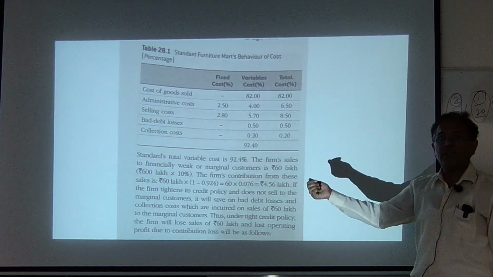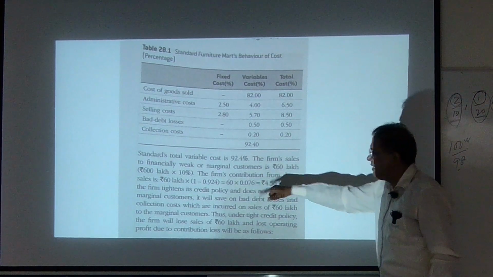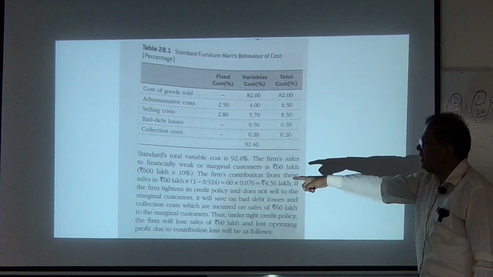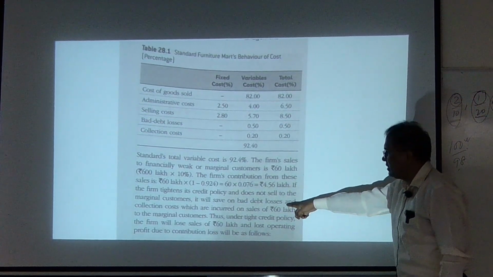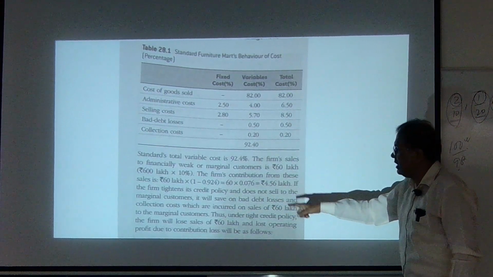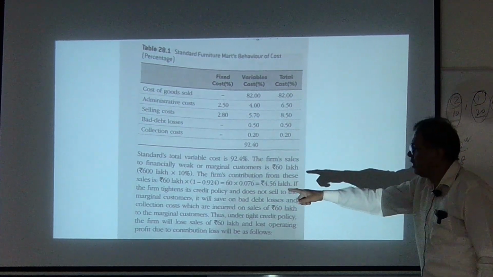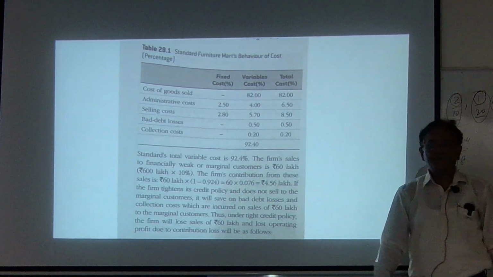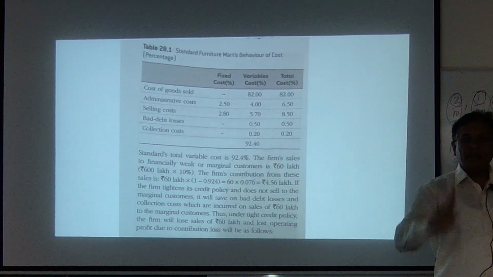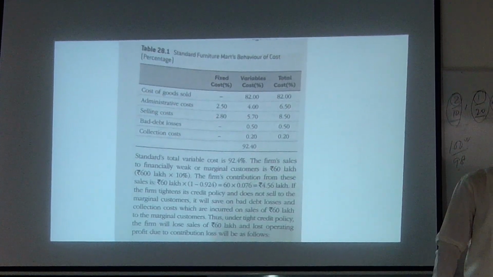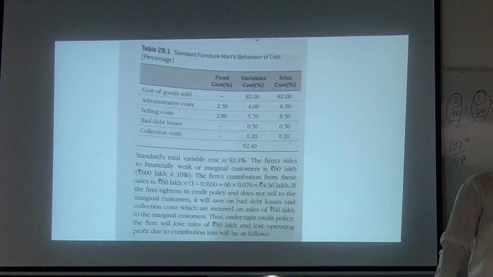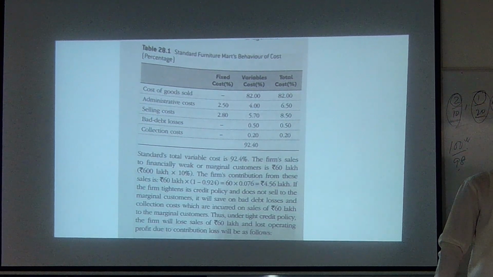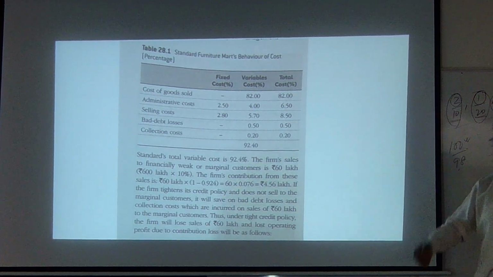So we have already calculated 4.56 lakhs of the profit is coming to them. If the firm tightens its credit policy and does not sell to the marginal customers, it will save on bad debt losses and collection costs which are incurred on sales of rupees 60 lakhs to the marginal customers. क्या है आपका bad debt and क्या है आपका collection effort? 0.7. 0.7% means 0.007. 0.7% means 0.007 of what? Of 60 lakhs. Calculate that.